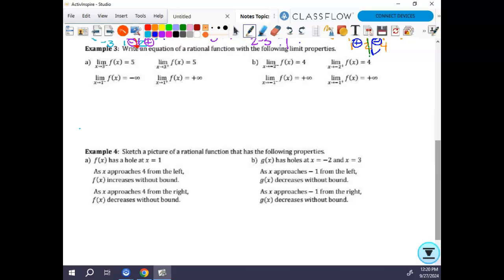It says, write an equation of a rational function with the following limit properties. Okay, so the actual wording is very important here. Write an equation of a rational function. It doesn't say write the equation. If I said write the equation, that would mean there is one answer, and if you don't do it exactly like this, you're wrong. Write an equation. We don't have enough information to know specifically. There's basically an infinite amount of answers here. But we need to write something that would fit this information, okay?